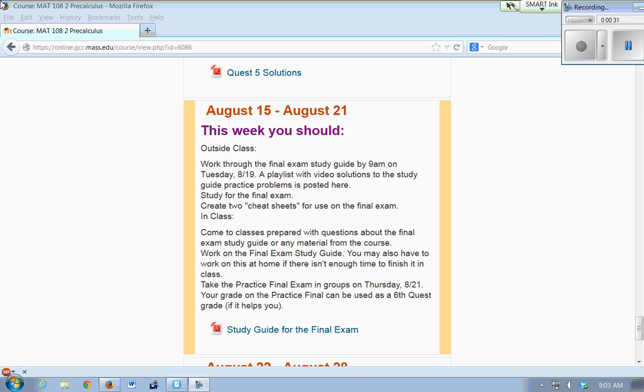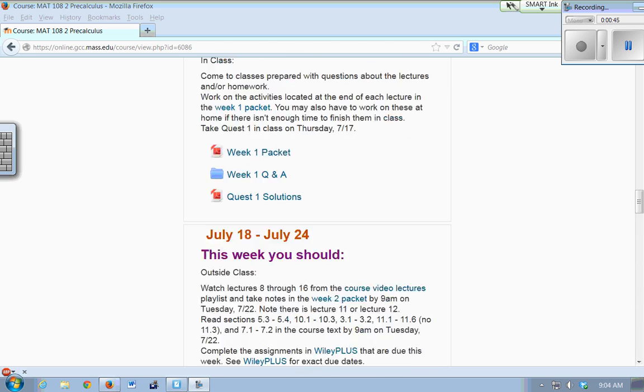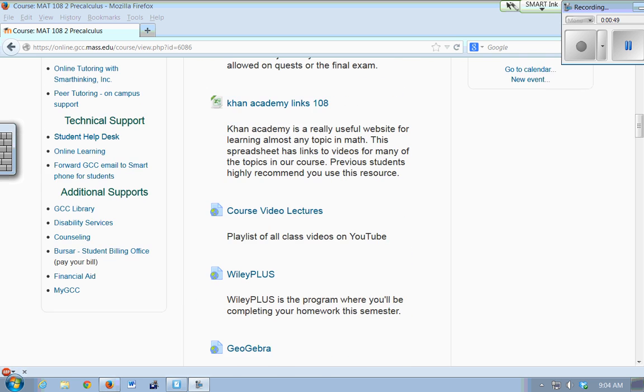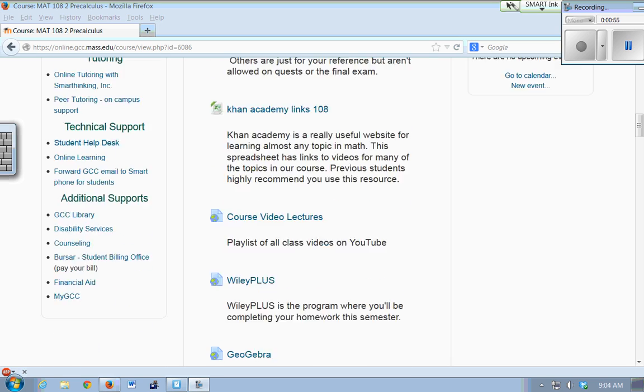You should also create your 2 cheat sheets for use on the final exam. So you can use those 2 sheets, and you can use your packet of reference sheets, okay, that pink packet. And all the reference sheets, I might have 1 or 2 left, but they're also all posted in this reference sheets folder. So you can get any ones that you want there.